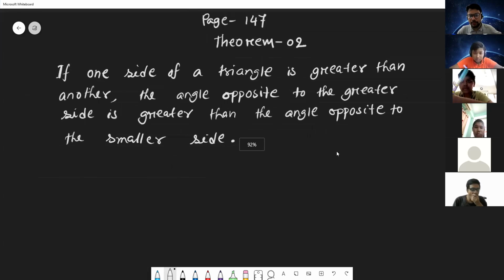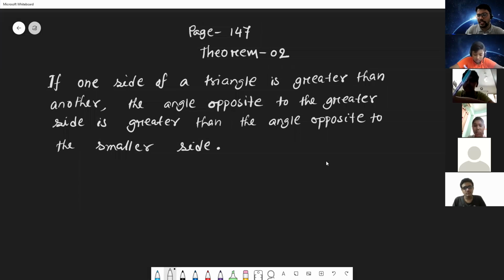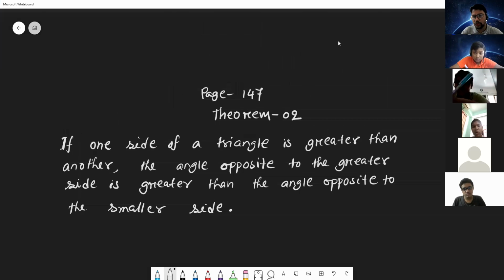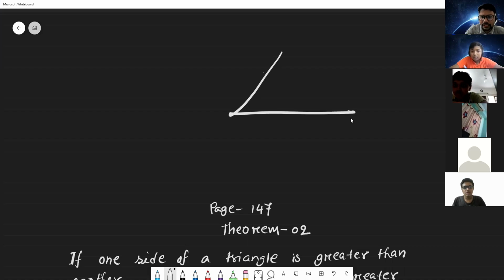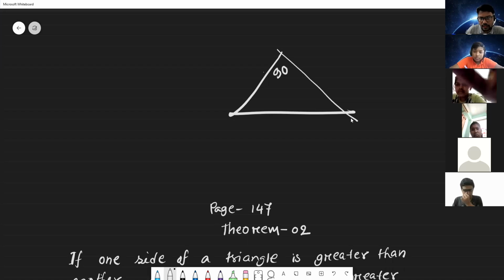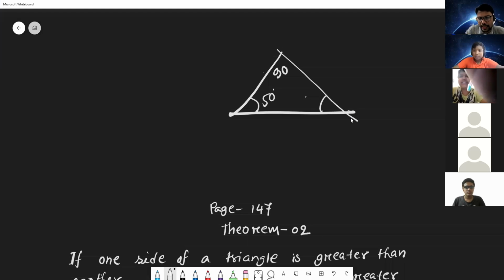That means, here, first step, if I give the information here, please do not write it now. We can just do it here as rough work. Suppose this is a triangle. This angle is 90 degrees, this angle is 50 degrees, and this angle is 40 degrees. So there are three angles. Suppose this is the triangle ABC.